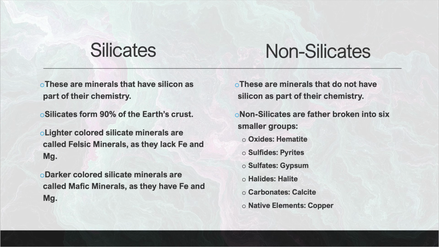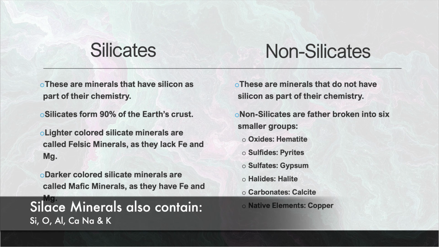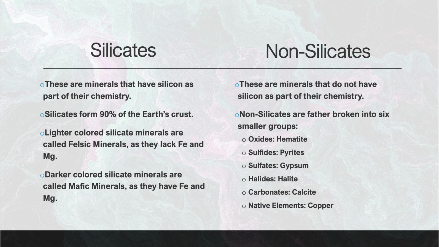To begin, let's identify some differences between silicate and non-silicate minerals. So, silicates are minerals that have silicon as part of their chemistry. Silicates form 90% of the Earth's crust. Lighter colored silicate minerals are called felsic minerals as they lack iron and magnesium. Darker colored silicate minerals are called mafic minerals as they do have iron and magnesium.